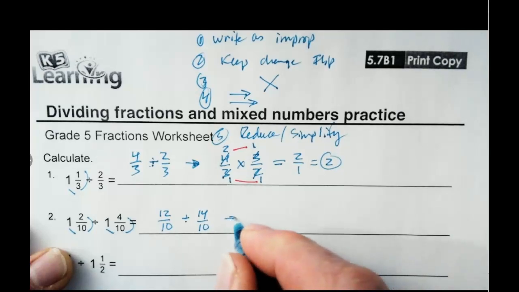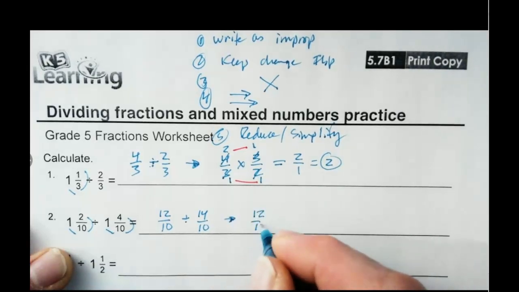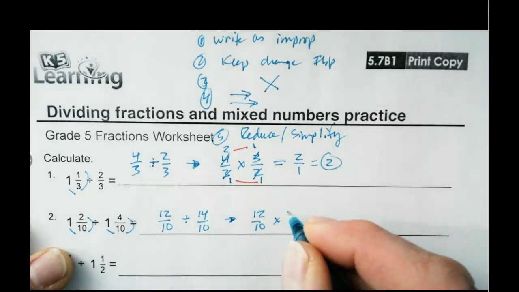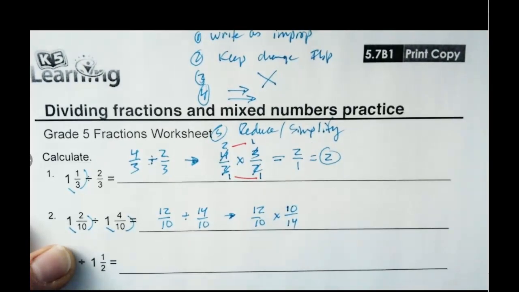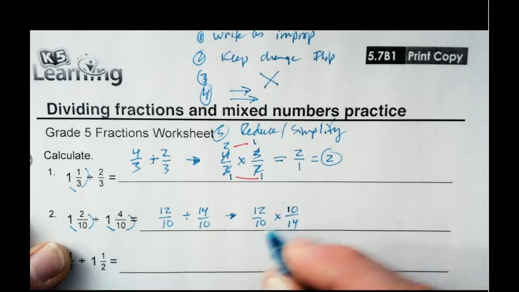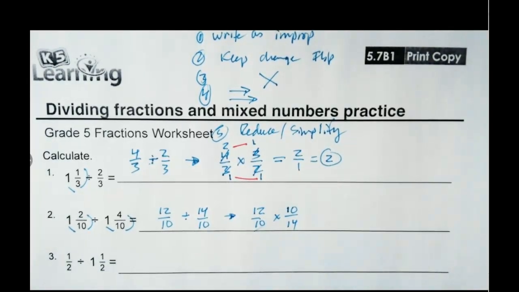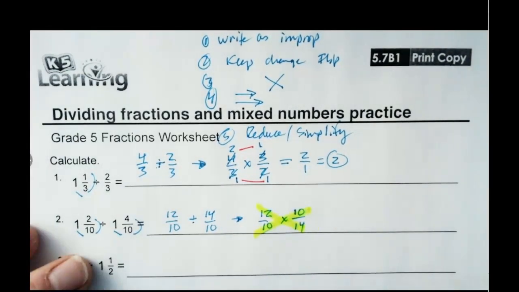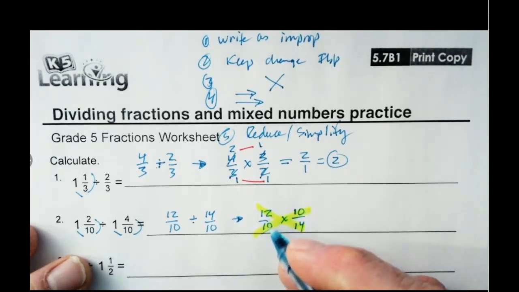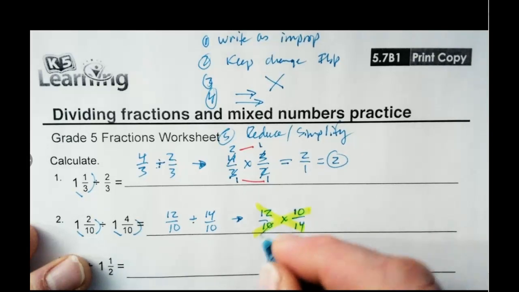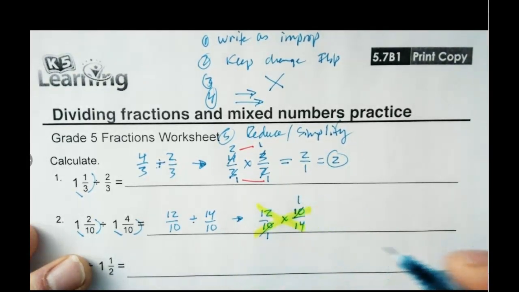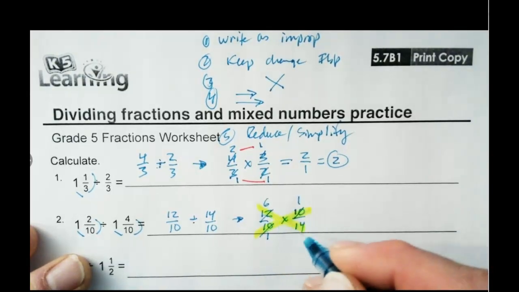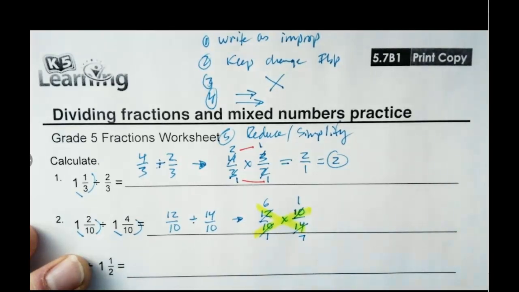Now all we did was rename them as improper fractions. We still have to do the keep, change, flip. So we'll keep the first one. We'll change that to multiplication. This one we're going to flip upside down. So we can divide by 10 here. This is that cross reducing. You always look to see if you can divide diagonally. You can also divide up and down. Like I said, all these 4 numbers can be divided by 2, but 10 divided by 10 is 1. 10 divided by 10 is 1. We can divide both of these numbers by 2. 12 divided by 2 is 6. 14 divided by 2 is 7.